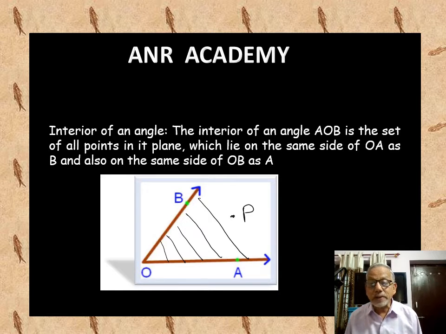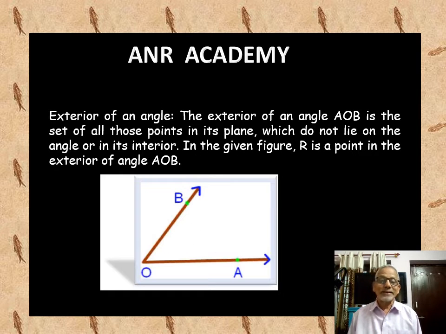This point P is said to be lying in the interior of angle AOB. That means this point P is in between the rays OA and OB. Understood? So this entire marked plane is called the interior of an angle.